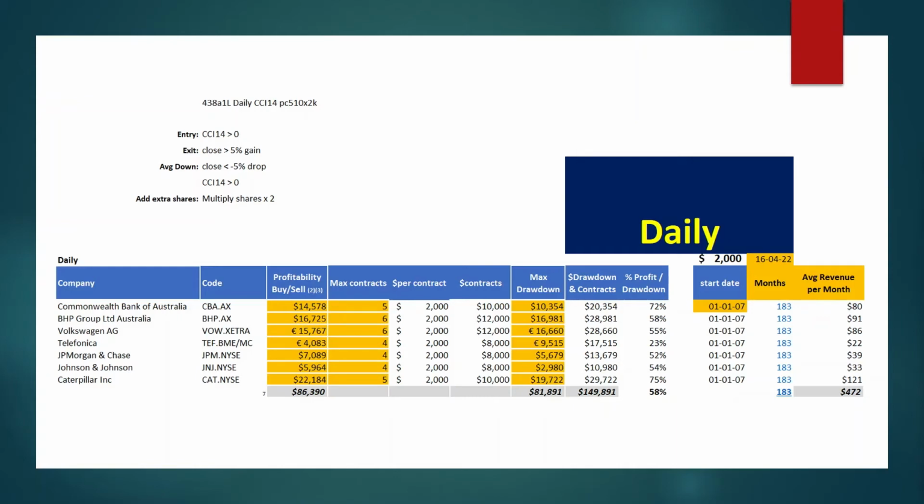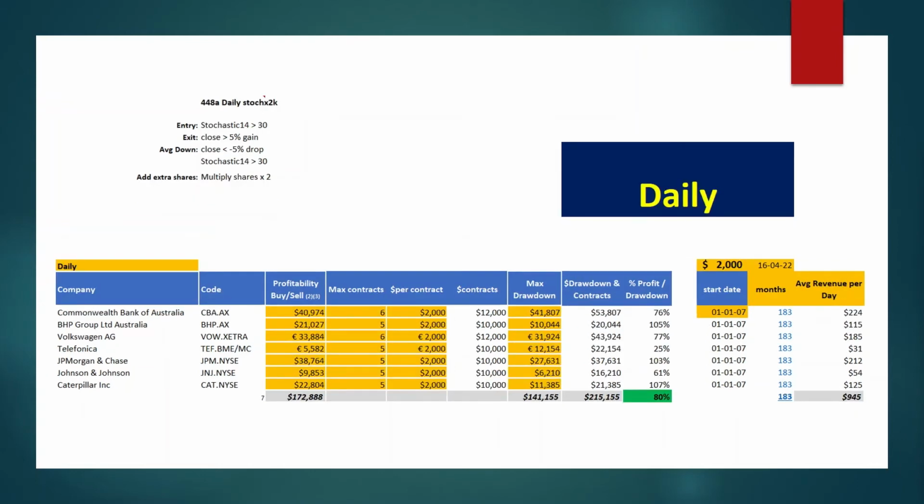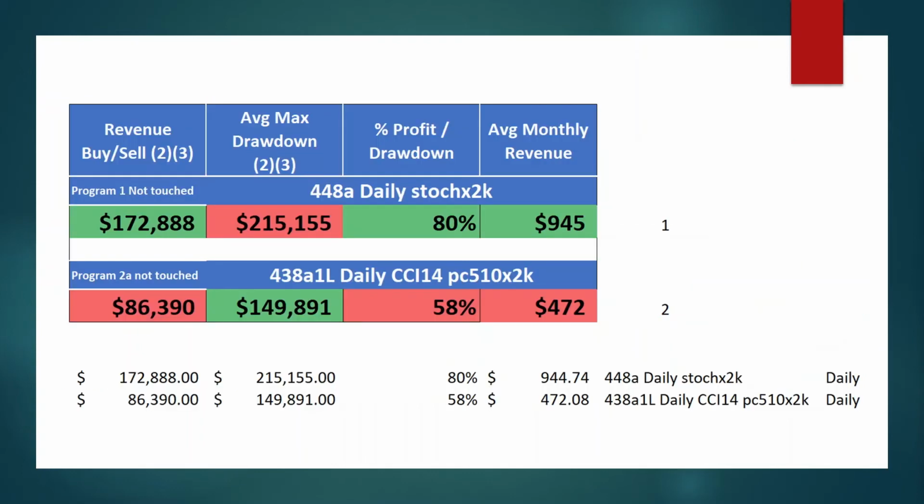I'll let you pause the video and just digest those numbers for the CCI returns. But next, I want to show you the results for the backtesting of the stochastic approach with a 5% gain to exit the trade and then a decline of 5% to average down. Again, pause the video to digest those numbers. But then here I've got a table that summarizes the two backtested results.